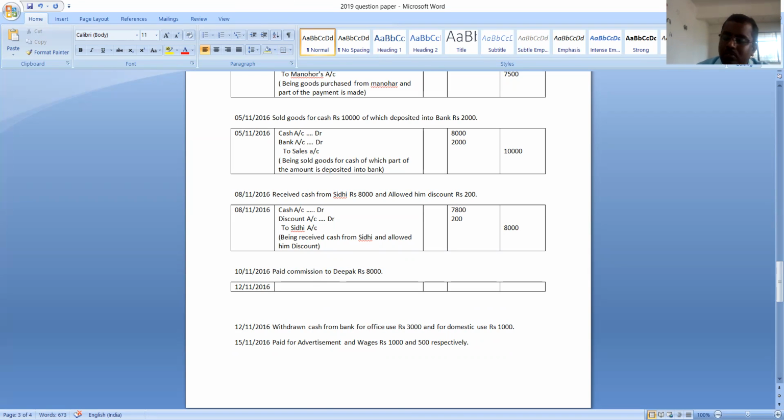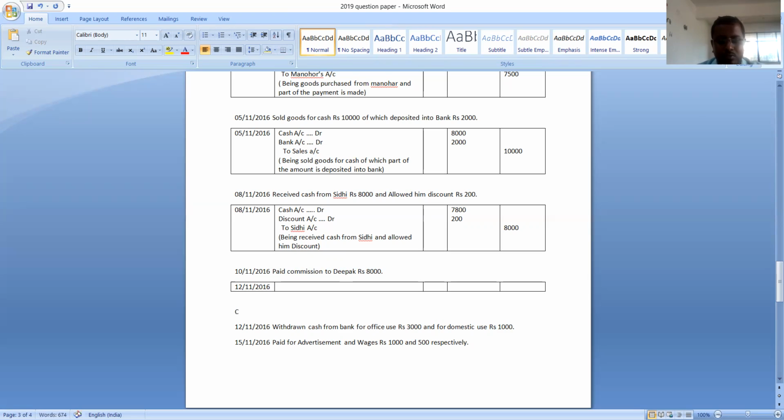How many accounts are you finding over here? You should be smart enough in finding the accounts. See here, if it is paid or received, most of the time that person is not important. If they mention the cause, what is the cause for payment here? You are giving him commission. At that time what you are giving is important, to whom you are giving it is not important, especially in case of cash transactions. So here, paid commission to Deepak.